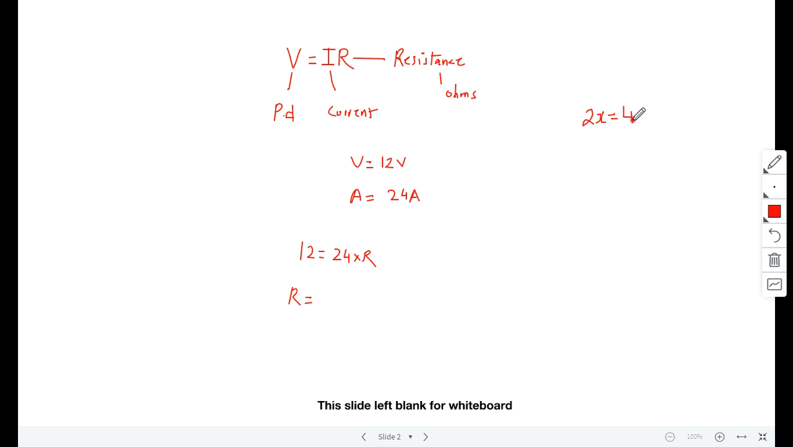2x equals 4. What's the value of x? So yeah, x will equal 0.5. Yes. So how have you done this question? By dividing both the sides by 2. Same thing you have to do here. Dividing both the sides by 24. If you do this, here you get only R, and here you get 12 divided by 24, which will give you 0.5.